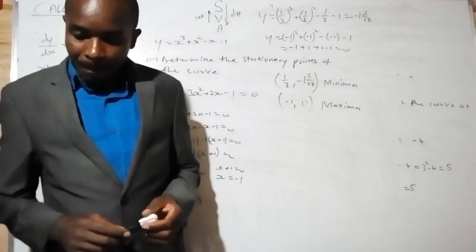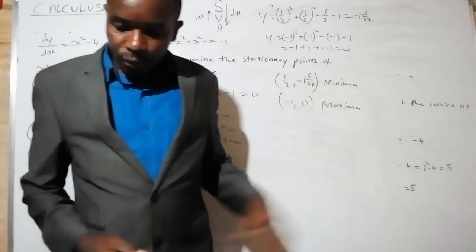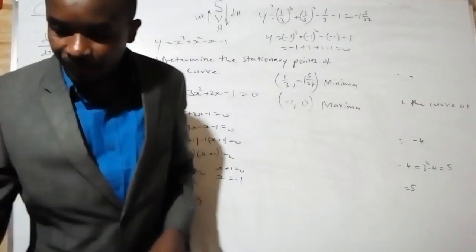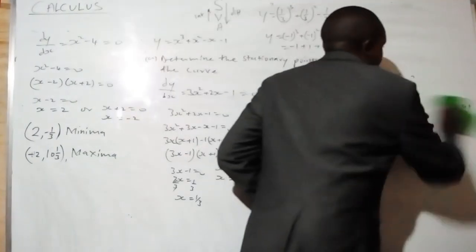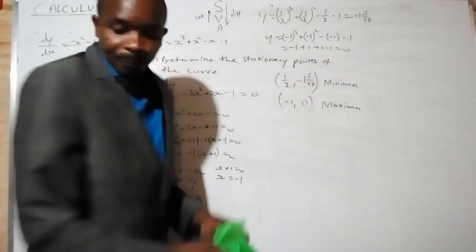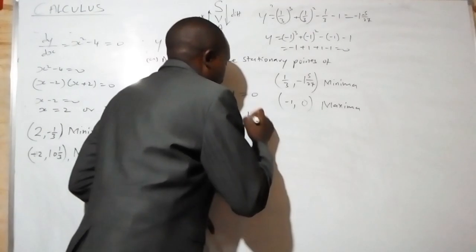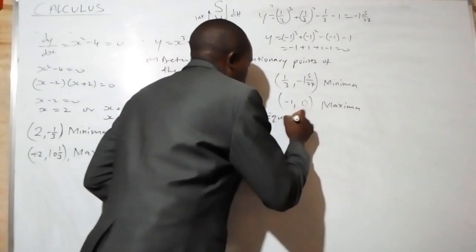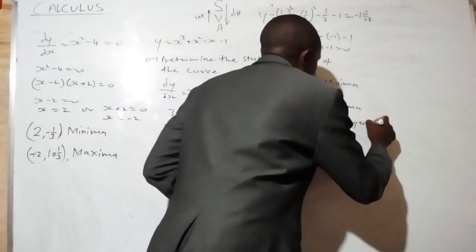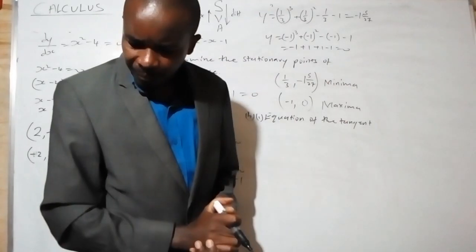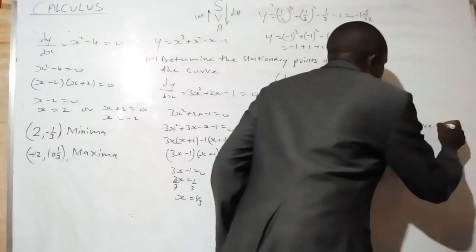So this was part A, carrying 5 marks. We proceed to part B. Determine the equation of the tangent to the curve, part B Roman 1: the equation of the tangent to the curve at x is equal to 1.